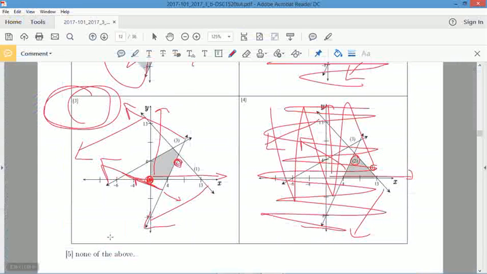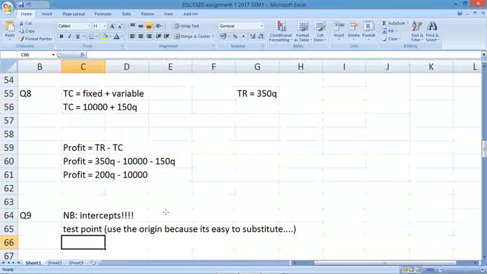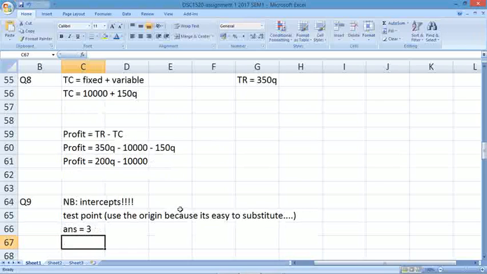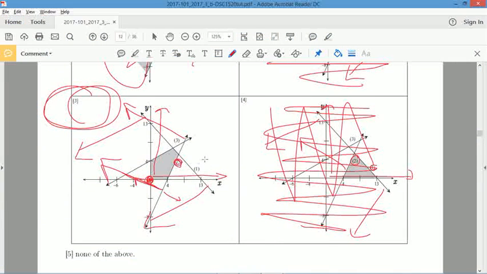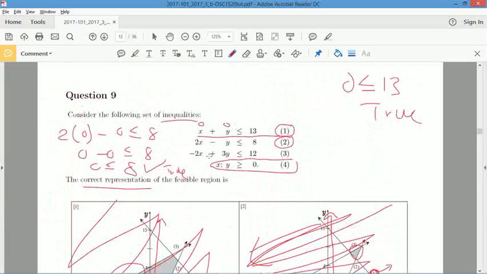And then my final answer here was 3. Question 3's answer, option 3. Question 9, sorry. Question 9's answer is option 3.